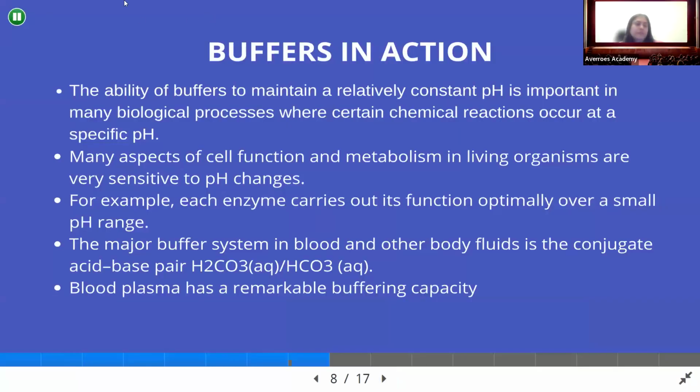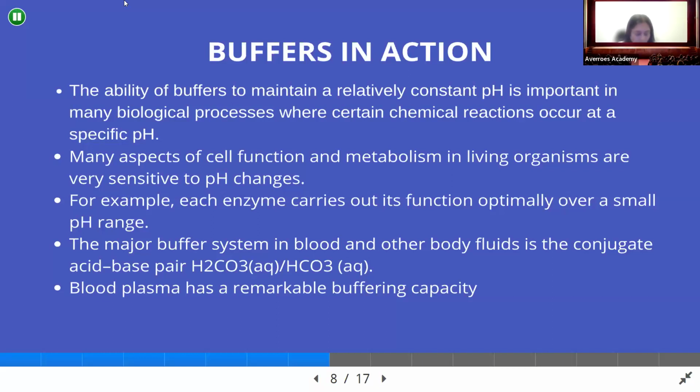Moving on to buffers in action. So the ability of buffers to maintain a relatively constant pH is important in many biological processes because certain chemical reactions need a specific pH. So many aspects of our cell functioning and metabolism are very sensitive to pH changes. So we use buffers to keep a small pH range in our bodies. So for example, each enzyme carries out its function optimally over a small pH range.